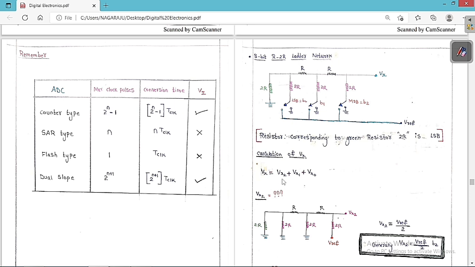So now I want to find the Vx. If you want Vx, you have to find Vx2, Vx1 and Vx0. First I will find Vx2. Vx2 means, as I have already told you, only switch 2 is on, or MSB is on, or switch B2 is on.